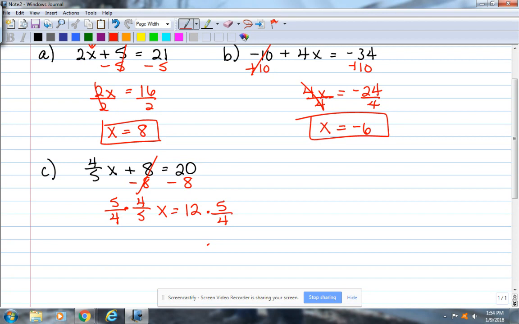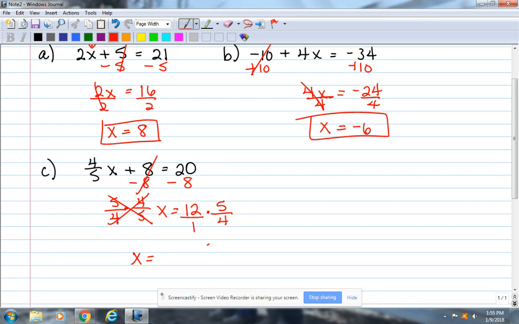So when you do that, this left-hand side of the equal sign equals 1. Because 5 times 4 is 20, 4 times 5 is 20, and 20 divided by 20 equals 1. So that's how that cancels out, because it equals 1. So x equals, I'm going to put that 12 over 1. And I can multiply across, and I'll get 60 over 4. And then I can simplify that. Or I can simplify as I go.